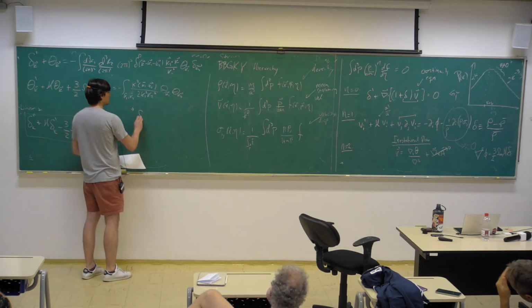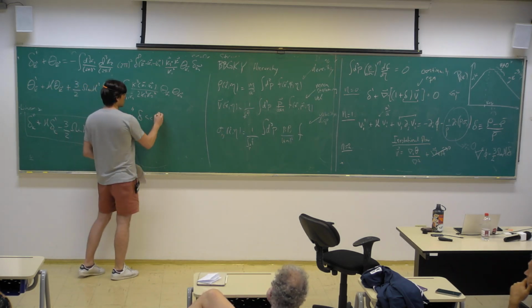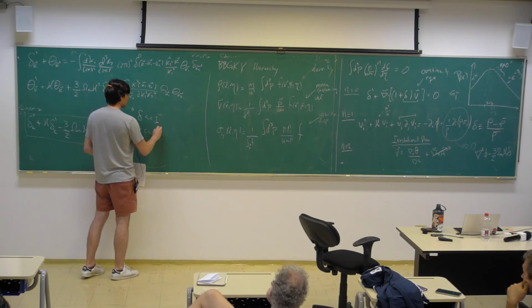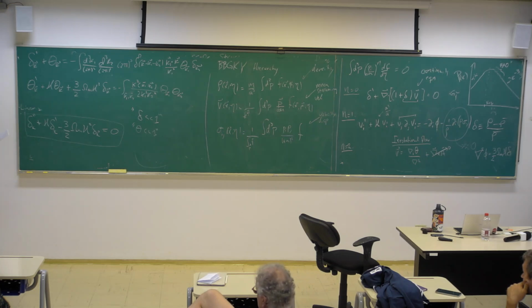So now I'm going to make a very unrigorous assumption, but that's how people treated it. I'm going to say delta is in some sense less than 1, and also theta is in some sense less than 1. And now I'm going to try to solve for this in a perturbative sense.